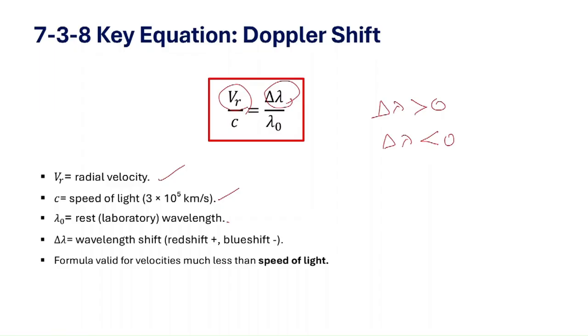And lambda naught is the wavelength you would measure if the star were stationary, not moving. Delta lambda is the tiny shift we actually observe in the star's spectrum. So this equation is the key tool astronomers use to turn a tiny shift in a spectral line into a real velocity in kilometers per second.